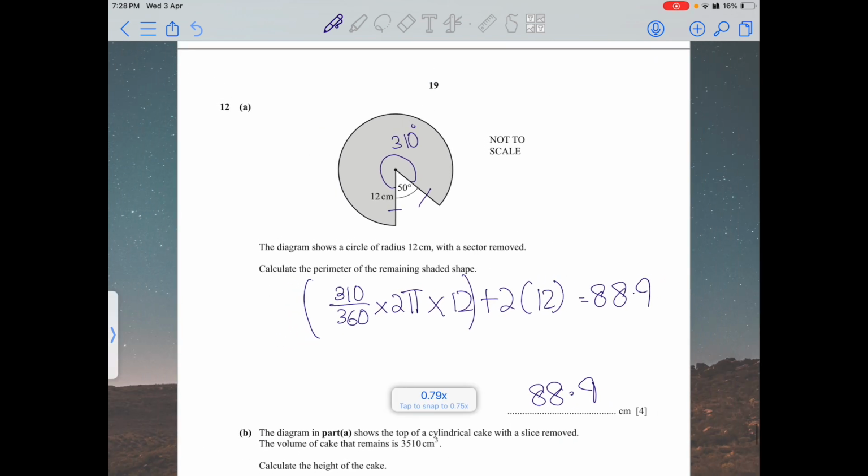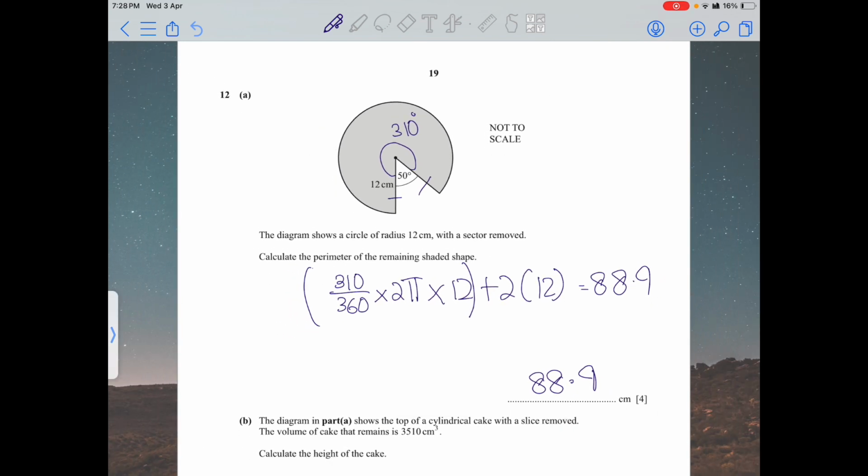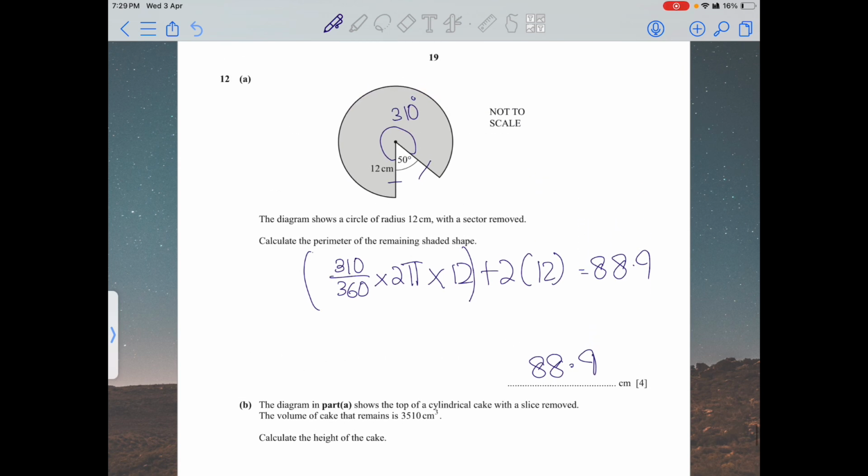Then it says the diagram in part A shows the top of a cylindrical cake with a slice removed. The volume remaining is 3510. Calculate the height of the cake. So this is like an aerial view of the cake with the slice removed. The total volume minus the volume of the slice is equal to 3510. We have to find the height. Now what will be the total volume of the cake?